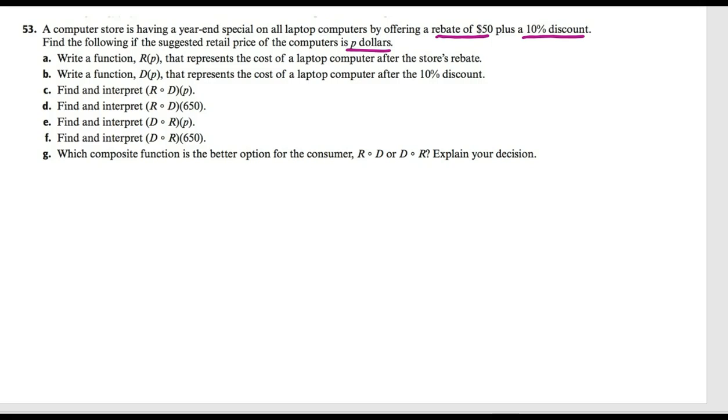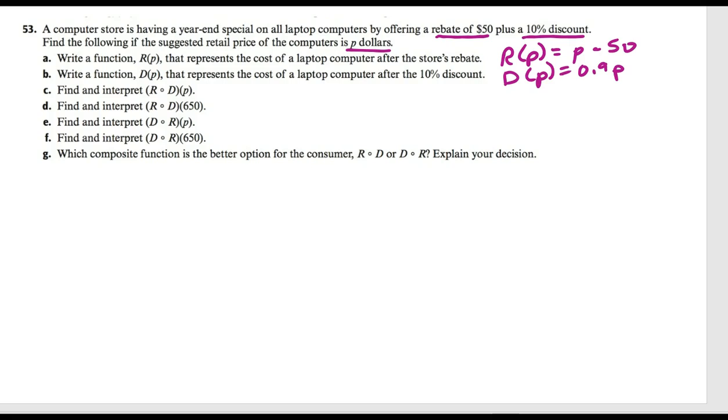Part A asks us to write a function that represents the laptop's cost after the rebate. So this will simply be P minus 50. Part B says, let's now consider only the discount. So this is going to be 0.9 times P. A 10% discount means we're going to pay 90%, so 0.9 times P.